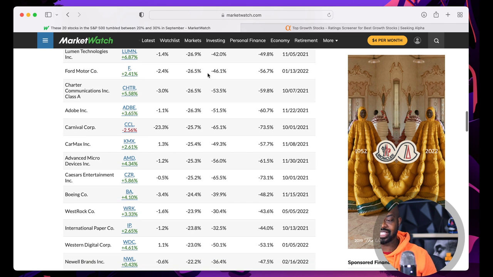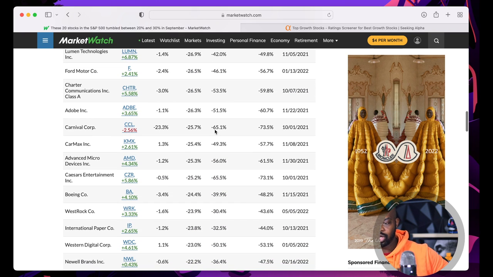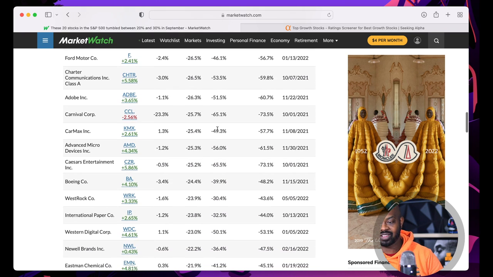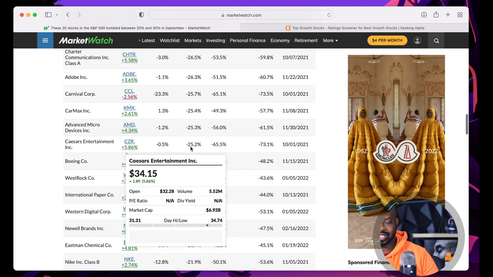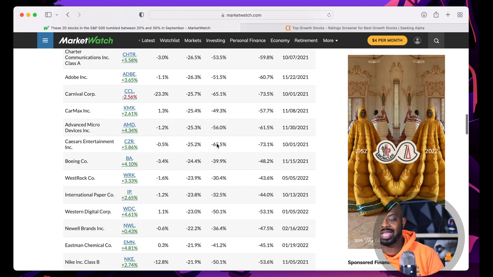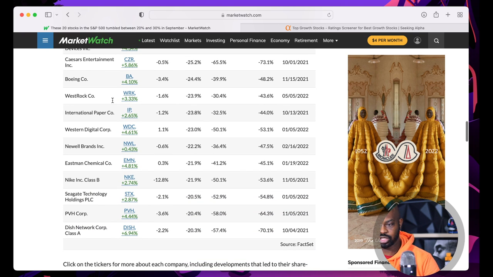And look at this. This is actually this year. I believe this is up in 2022. Cruise line down 65%. CarMax down because car sales are finally dwindling down. Caesars Entertainment, 65%. Jeez. Let's see. WestRock. Nike. Nike is a company that's down 21%.